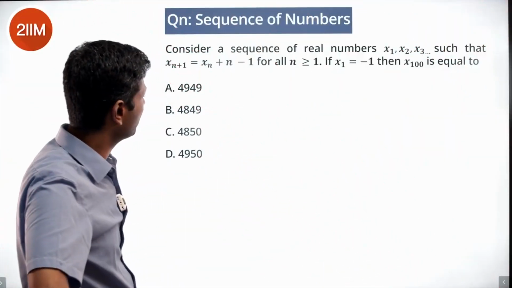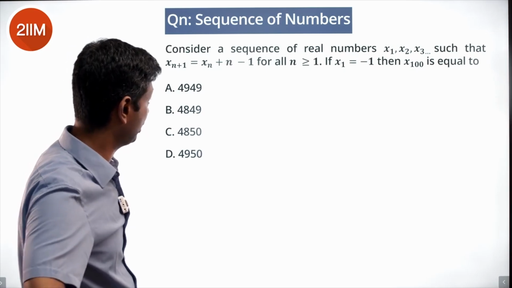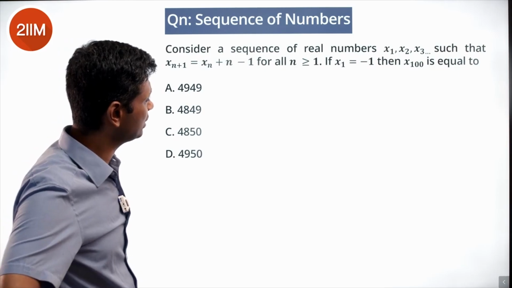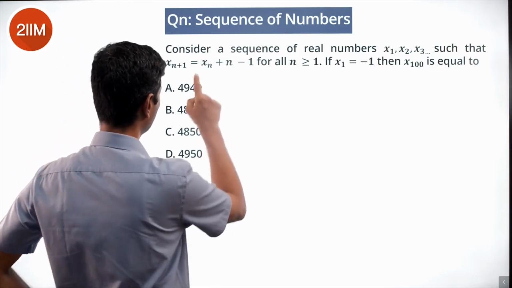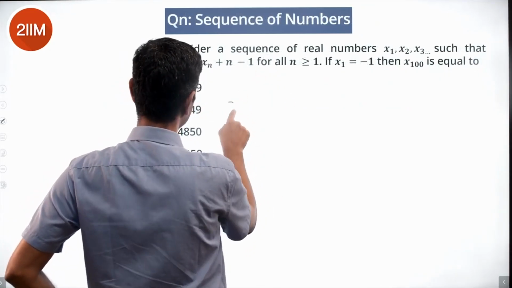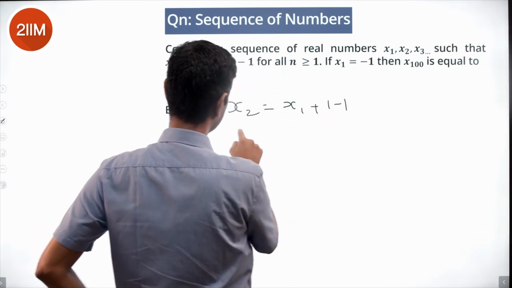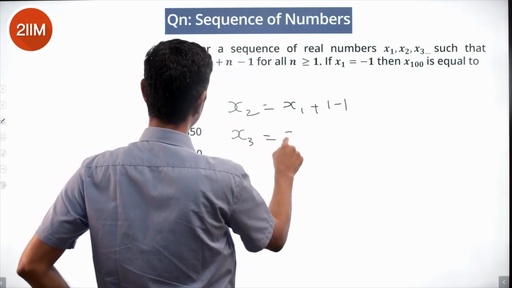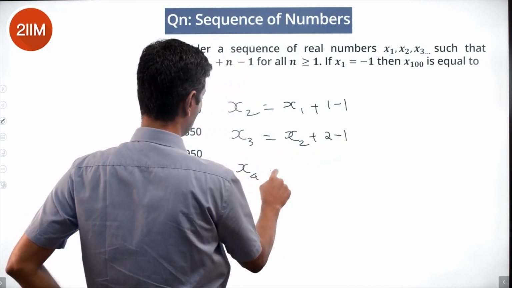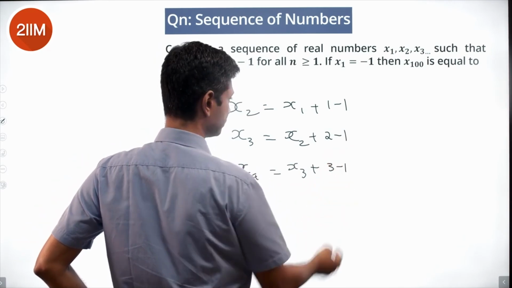So consider a sequence of real numbers x1, x2, x3 such that x(n+1) is xn plus n minus 1 for all n greater than or equal to 1. x1 is minus 1 and x100 equals what? Start with n greater than or equal to 1. So x2 equals x1 plus 1 minus 1. x3 equals x2 plus 2 minus 1. x4 equals x3 plus 3 minus 1.